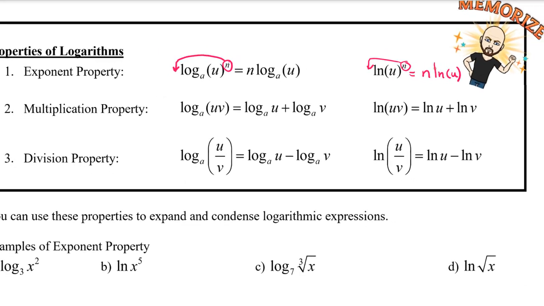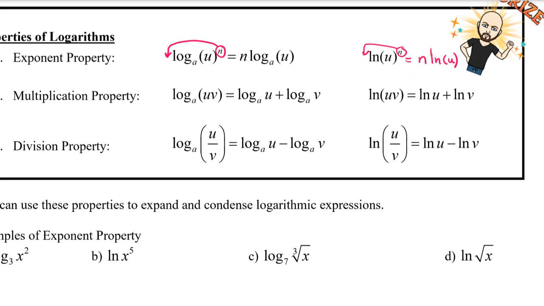Now the multiplication property is a little bit different. If you've got two products or more, things inside the argument that are being multiplied together, you can separate those things using an addition symbol. And that is true whether we are using natural log or common log. If we're using a log, that's how we do it. If we're using natural log, same thing. That'll be separated by a plus sign.